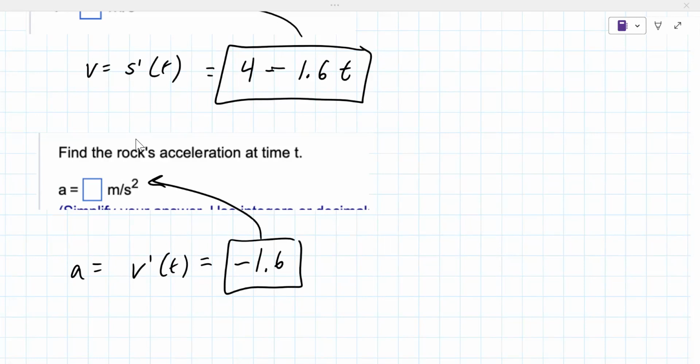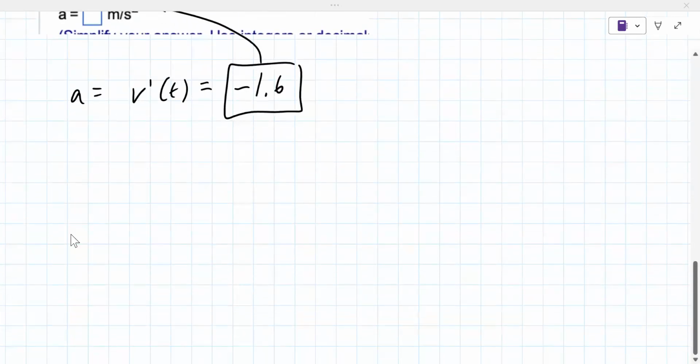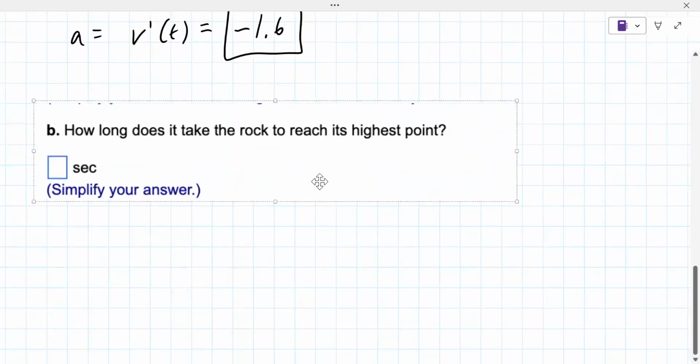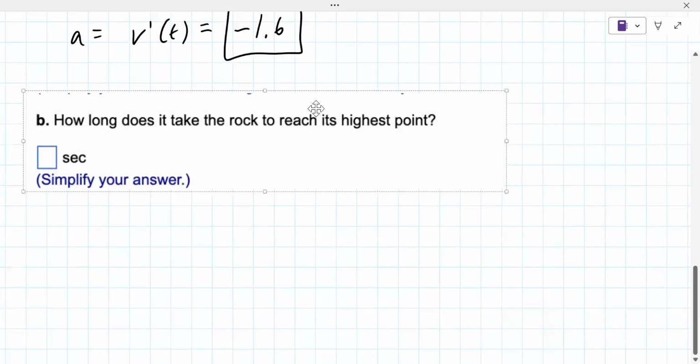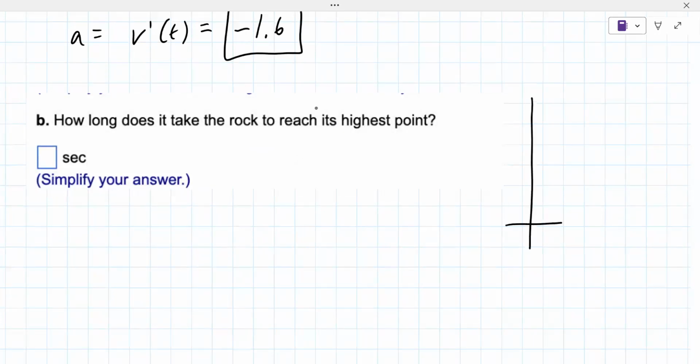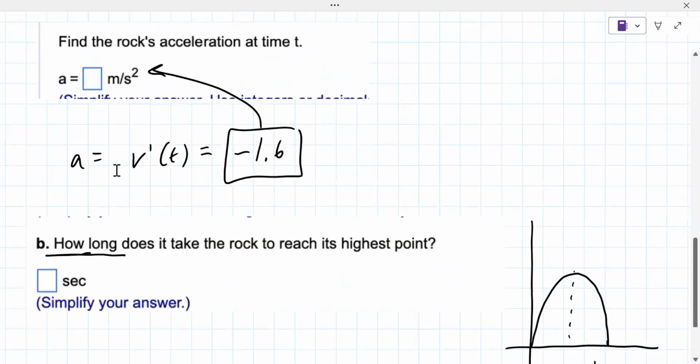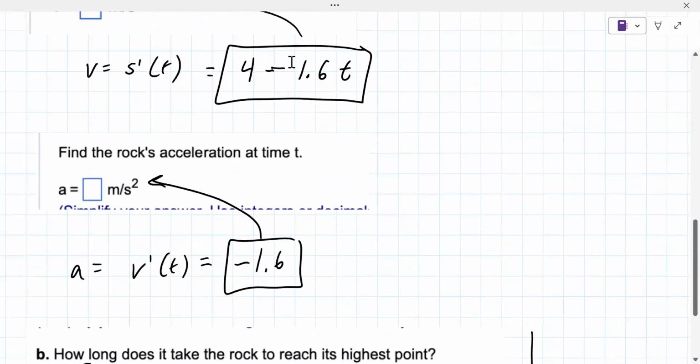Questions on that? No. Okay, so part B is how long does it take the rock to reach its highest point? So if you were to graph the original function, it would go up and come down. How long is the x value? Now you can do this without calculus. Like you could just graph it and find that point. If you want to use calculus, you go back to the derivative. So you set the derivative, which is velocity, 4 minus 1.6 t, you set that equal to 0.